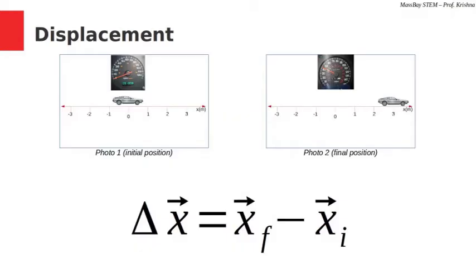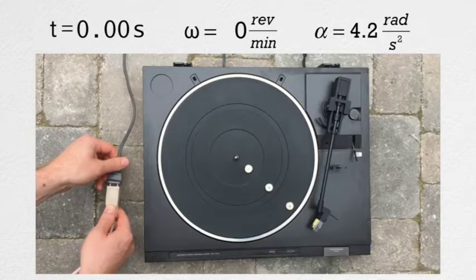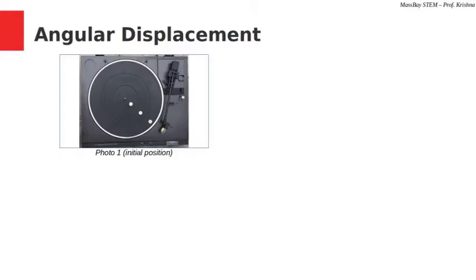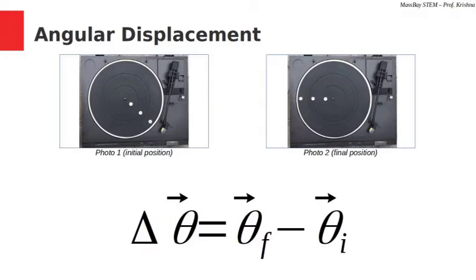In linear kinematics, we introduced displacement, a vector that describes change in position. The same concept applies to rotational motion. Take a photo of the turntable at some time, then take another photo after a period of time has elapsed. The angular displacement of the object is its final angular position minus its initial angular position. Angular displacement is a vector. It measures the angle swept out by a rotating object.